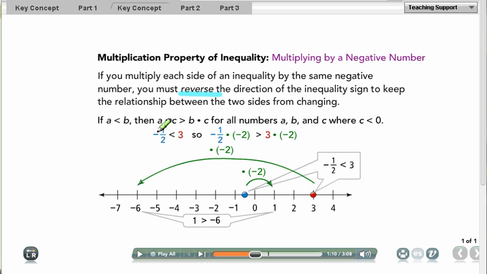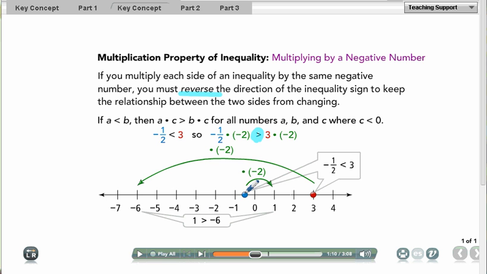So what they're doing is if we have negative 1/2 is less than 3, then negative 1/2 multiplied by negative 2, we need to reverse this sign and make it greater than 3 times negative 2.